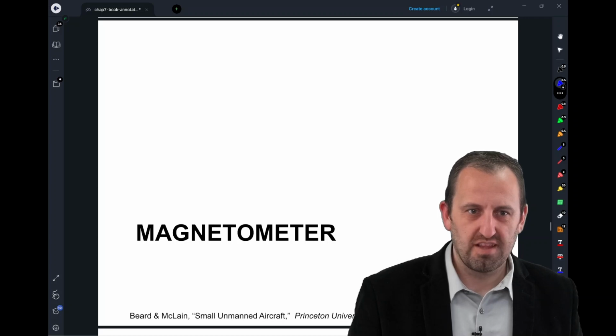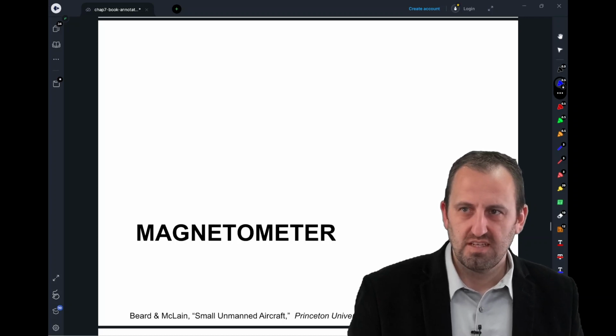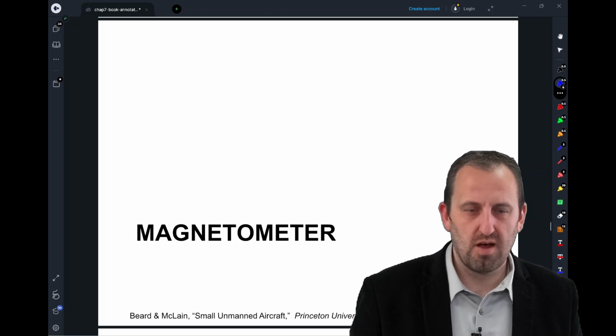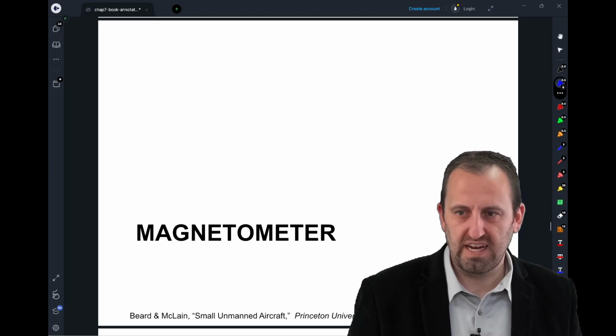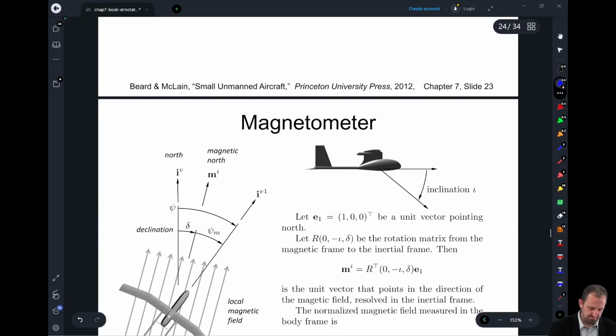In this video, we're going to look at a magnetometer. This will help us to get directional measurements off of the true magnetic north. So let's go ahead and get started.